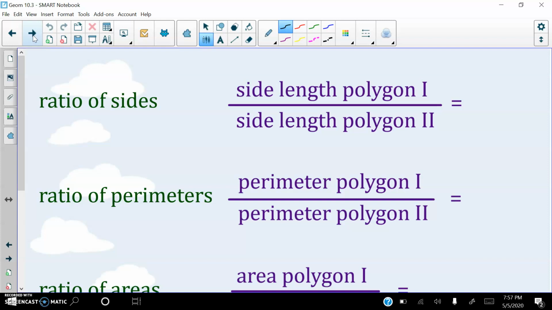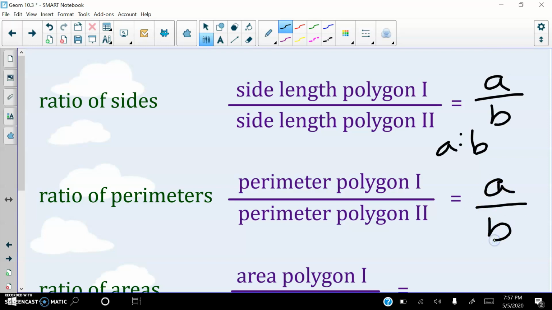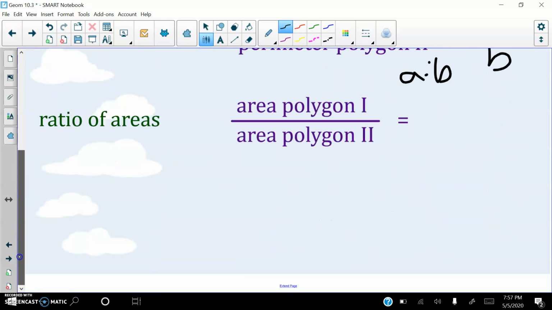So the ratio of sides, side length of polygon 1 to side length of polygon 2, is going to be A over B, or A to B. Again, you can write this as A to B, and that's fine. Ratio of perimeters: perimeters have the same ratio as sides, A to B, or you can write this as A to B. That's fine as well.